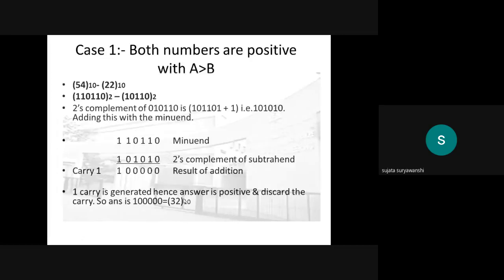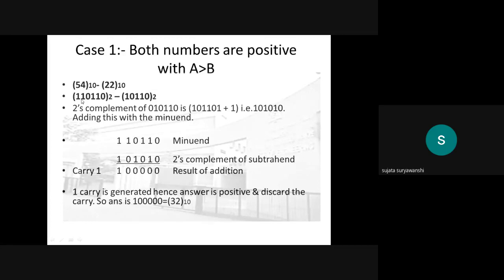Now we will see the first case. There are 3 cases. The first case is when both numbers are positive and A is greater than B. The example is 54 minus 22. The numbers are given in decimal form. First of all, you have to convert them into binary form.